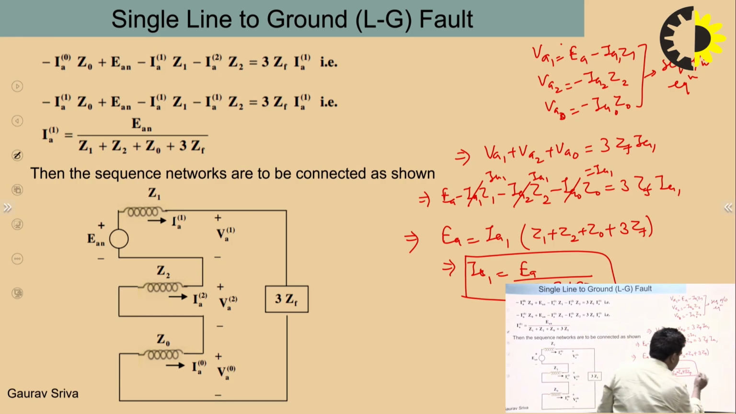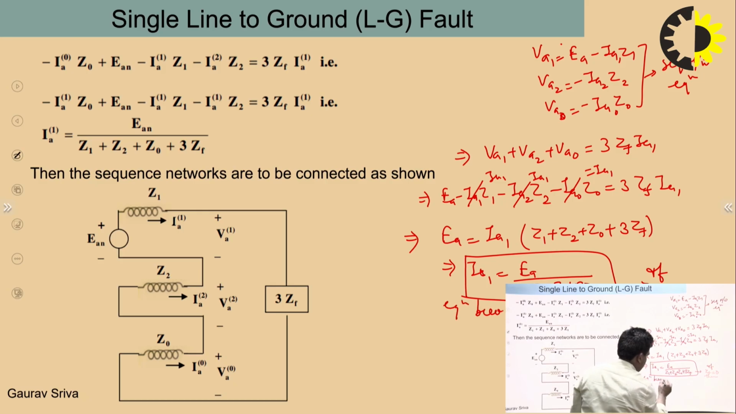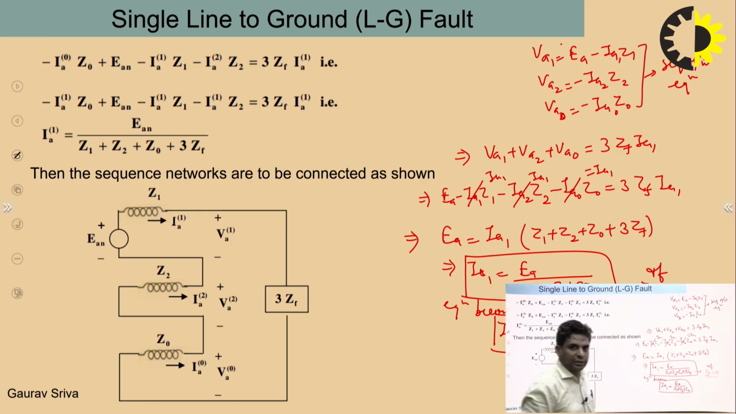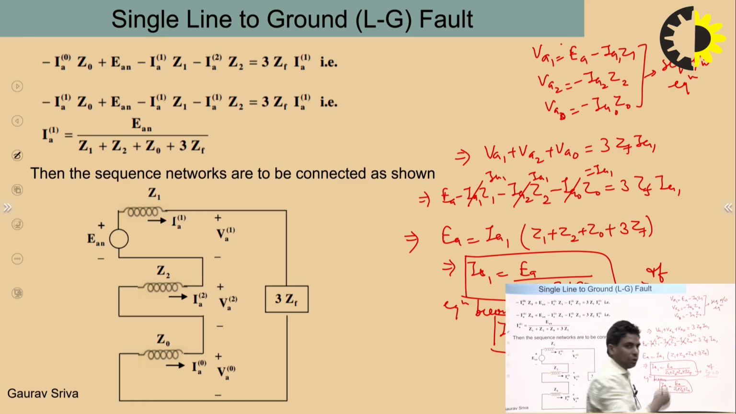And if the fault impedance is not there, then the equation becomes IA1 is equal to EA upon Z1 plus Z2 plus Z0. So from this diagram, for this expression, we say that the positive, negative and zero sequence impedances are available. And similarly, we can find out the positive, negative, zero sequence currents. And all these impedances are connected in series.